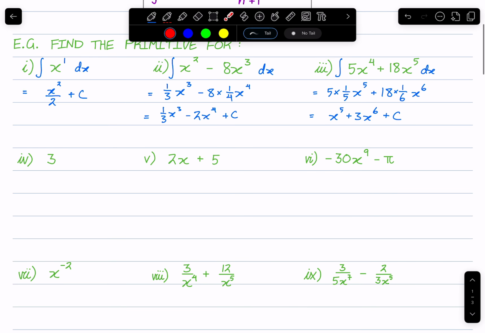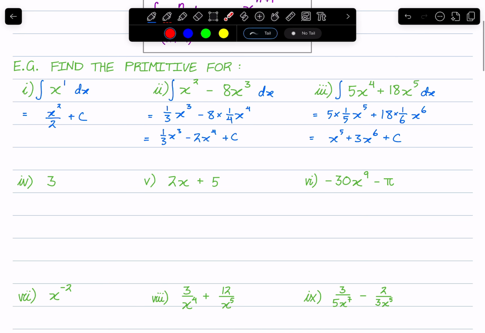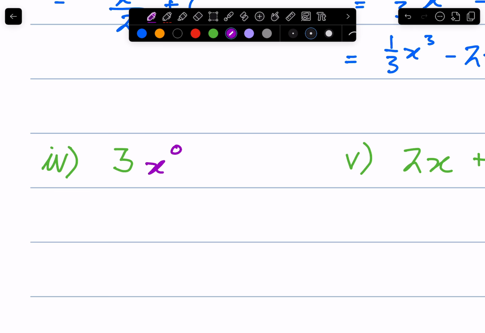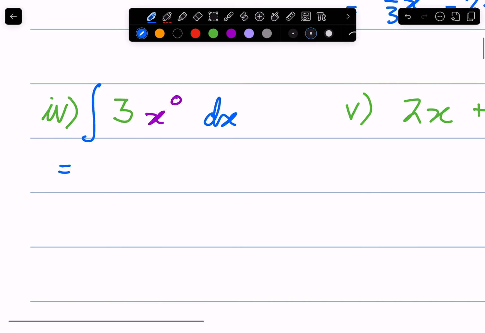Alright, so let's keep going with this next set of examples here. In this line, I'm introducing what happens if we have a constant. Well, the way you think of this is just think of it as x to the power of 0. So in purple, you don't have to write it in. That's just what's happening here.